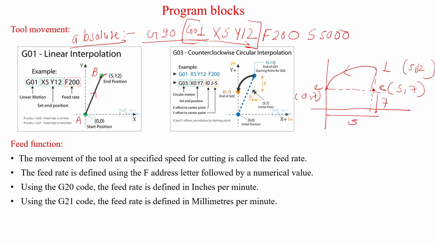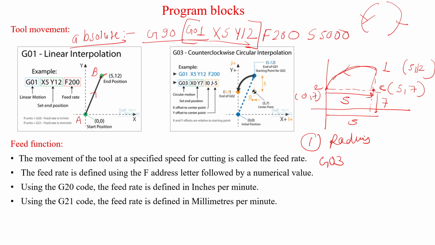For writing circular interpolation, there are two methods. One method is just using the radius. Here what is the radius? The radius is this, which is 5. Now, it is going in which direction? Counterclockwise. This is clockwise and this is counterclockwise. For counterclockwise you will use G03. For clockwise you will use G02.